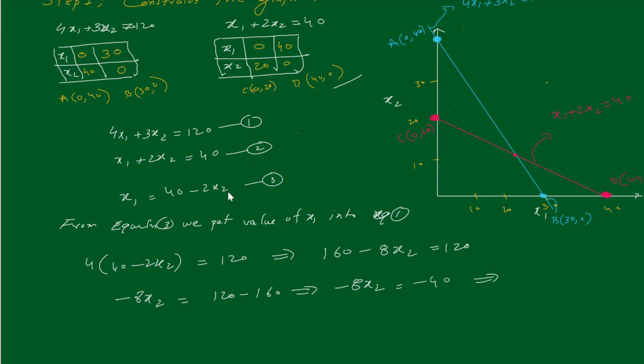So from here we can find that the value of x2 is 5, and if we put the value of x2 equals 5 in equation 2, we can find the value of x1: x1 plus 2 into 5 equals 40, so x1 is 30. So we get this point, which we call point E, which is 30 and 5.